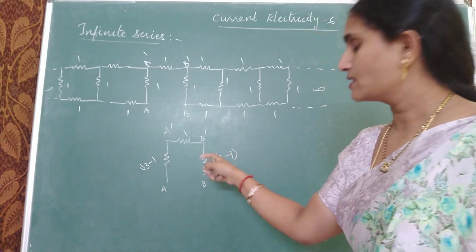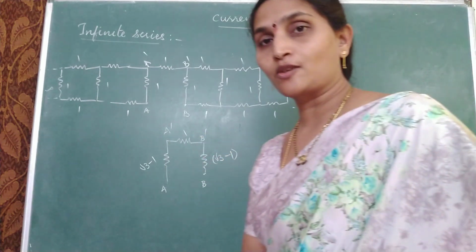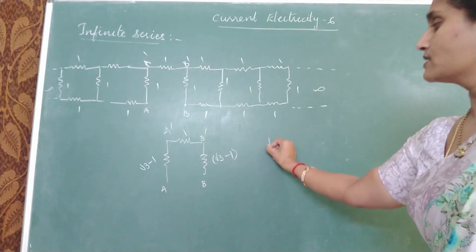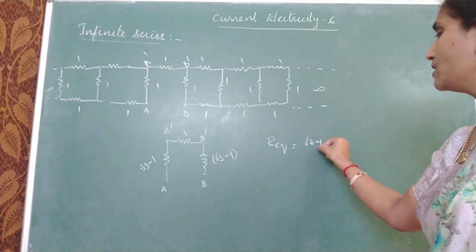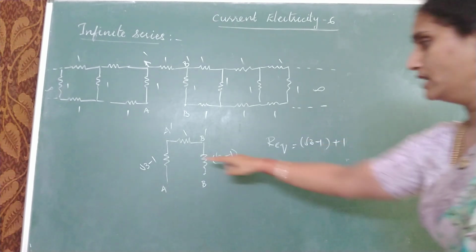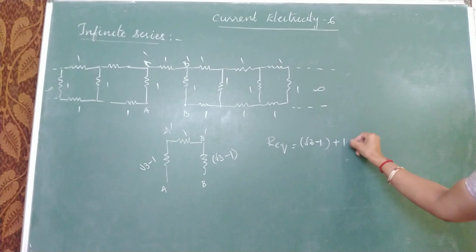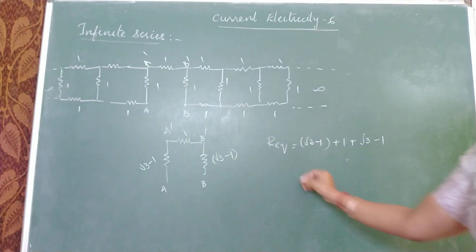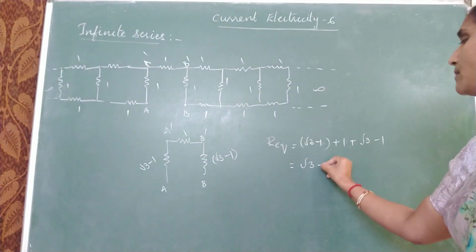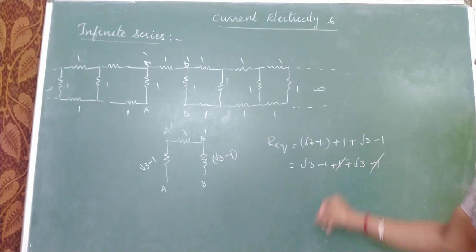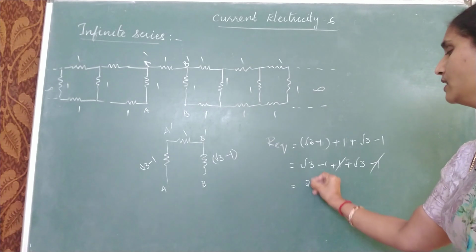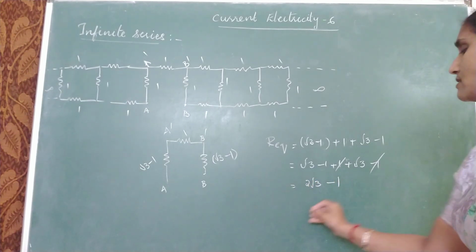See, all the three resistors are in which combination? Series combination. So find out the equivalent resistance now. R equivalent will be root 3 minus 1 plus 1 plus root 3 minus 1. The 1 cancels: minus 1 and plus 1. Your answer will be 2 root 3 minus 1.